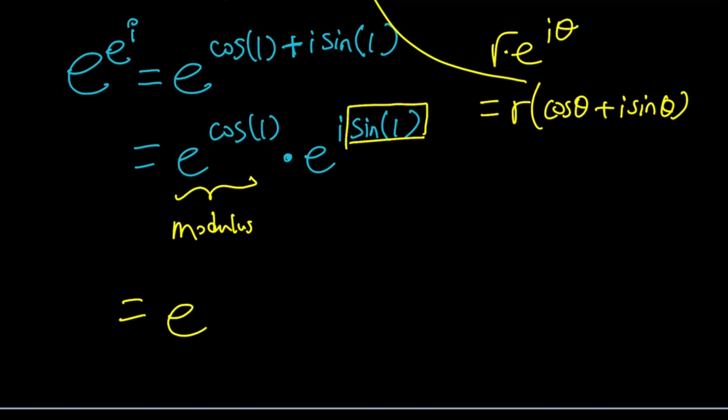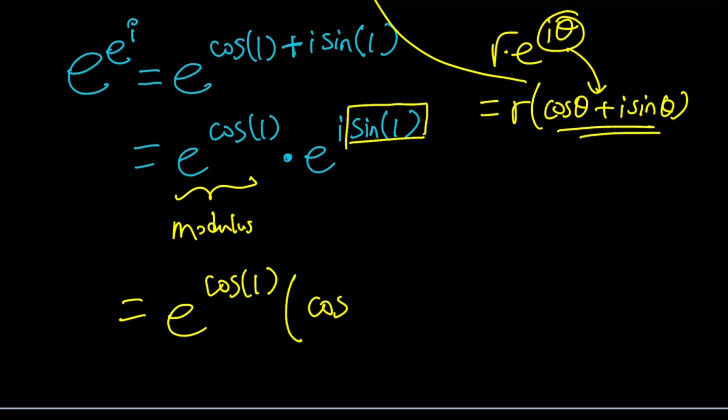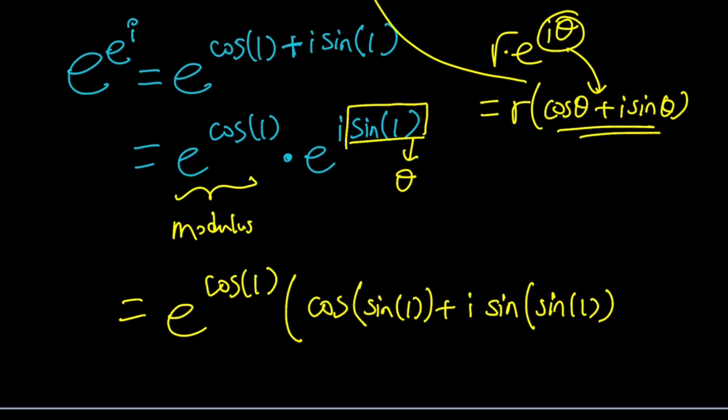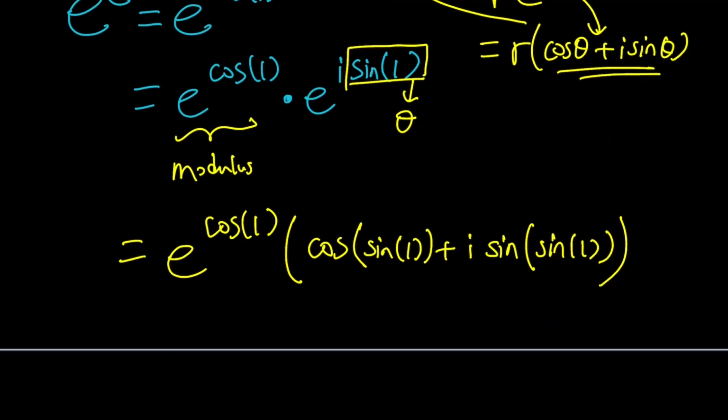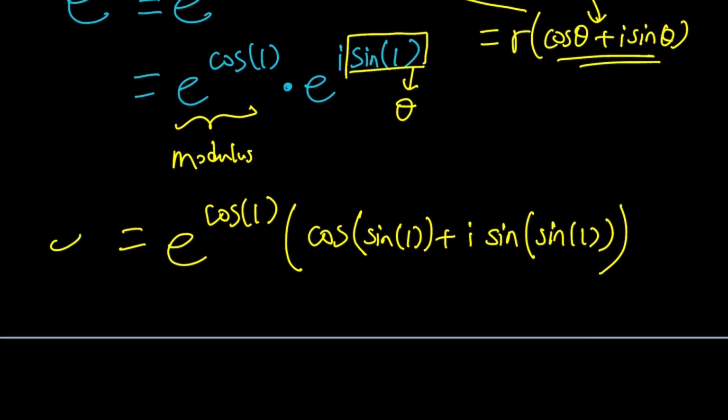e to the power cosine of 1 times e to the power i sine 1 can be written as this: cosine theta, and theta is what? Sine 1. This is the theta. Notice that. Cosine of sine 1 plus i times sine of sine 1. Sine 1 is a value, and we're taking the sine of it again, and then the cosine again. Okay, great. So what is this? This is e to the power i^i.